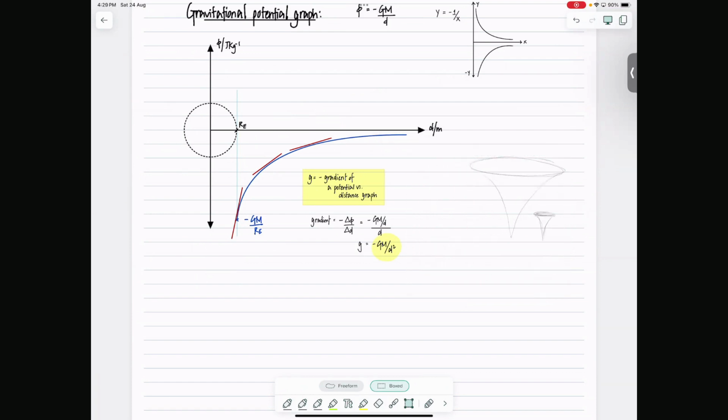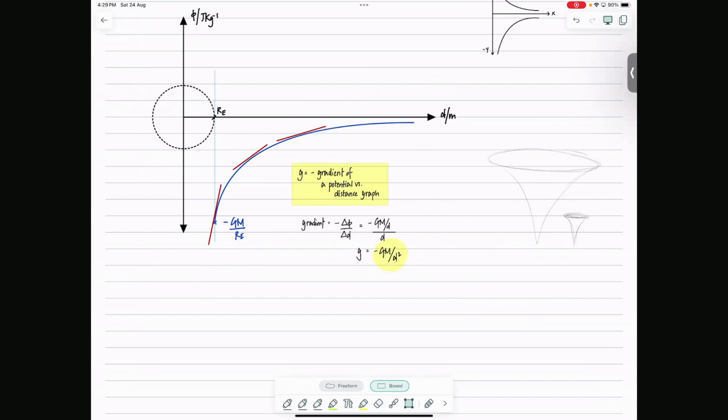Okay, so that's your graph. I will add a couple of notes here, and then we'll start the review questions. And if you have any questions, do let me know.